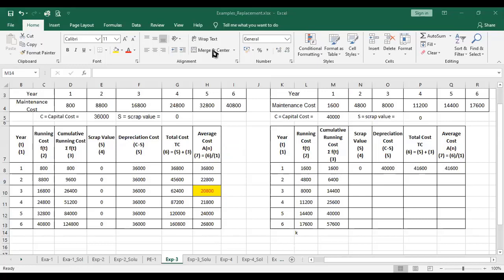So these are the values that you can see: running cost and cumulative cost. Since the scrap value is 0 for all the years, I put it as 0. And the depreciation cost is capital cost minus the scrap value, which remains the same since the scrap value is 0. So let me add that 40,000 for all these years.